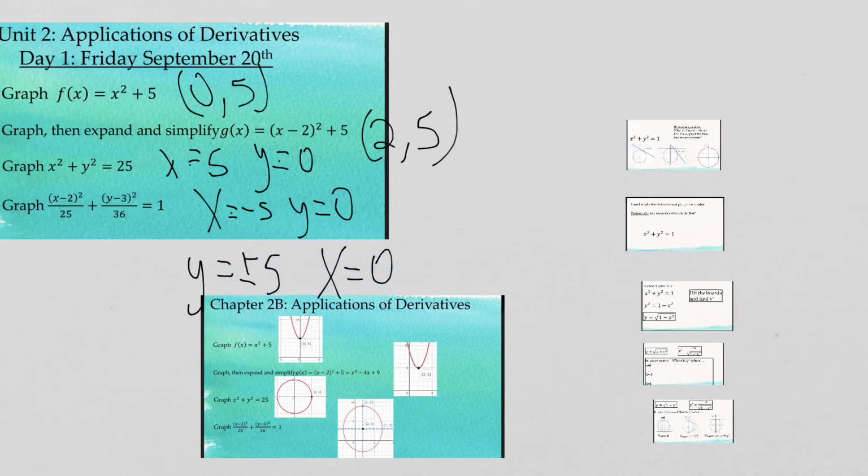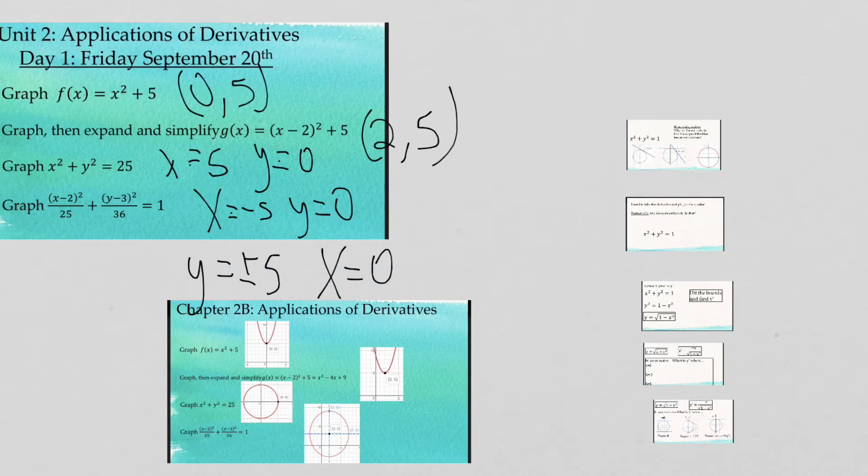So here are our graphs. You can see here we have our quadratic with our vertex at 0, 5, shifted up 5. This one is shifted over too. This is a circle of radius 5, because again, when x is 5, y is 0. When x is negative 5, y is 0. When y is 5, x is 0. And y is negative 5, x is 0. That ends up forming a circle.